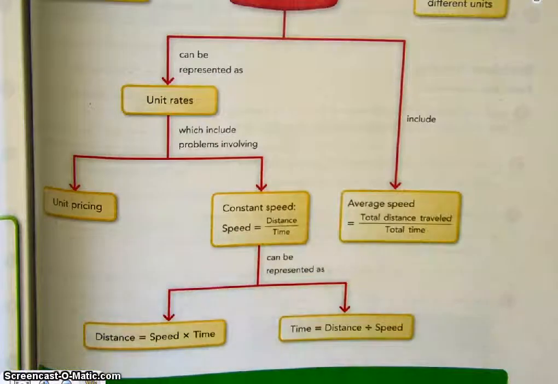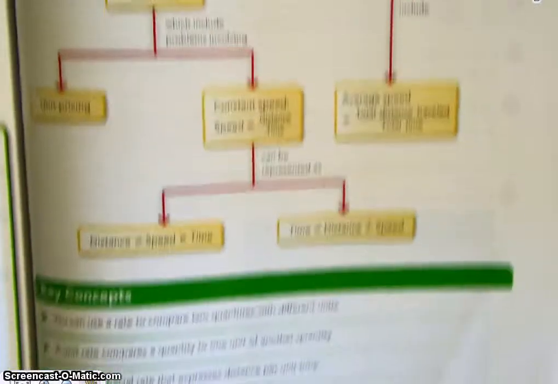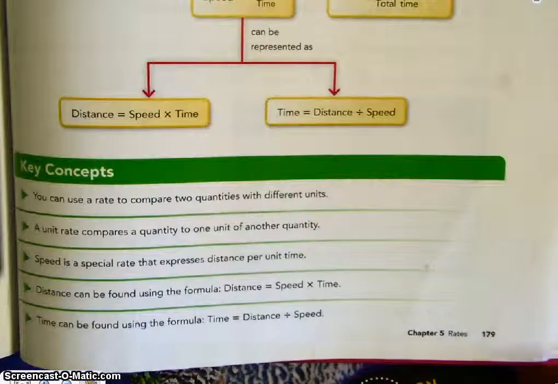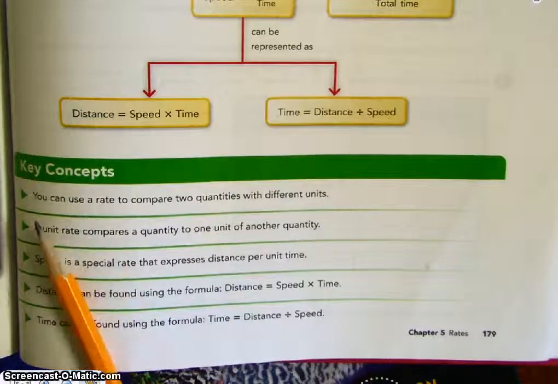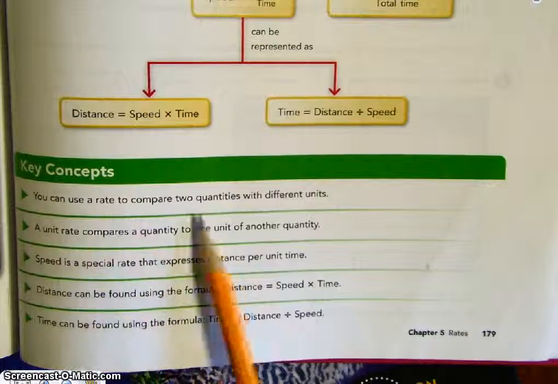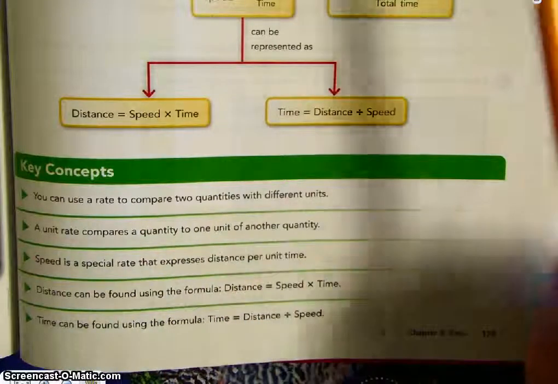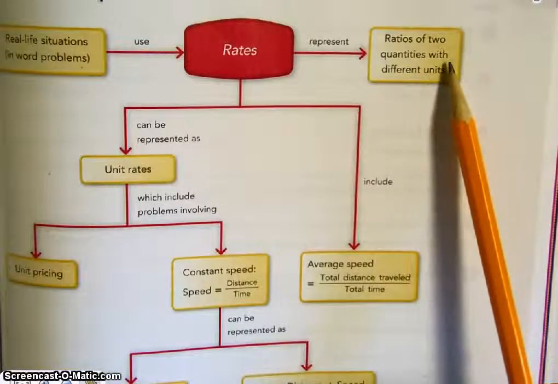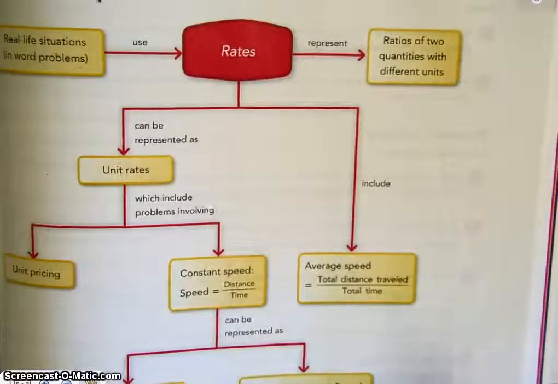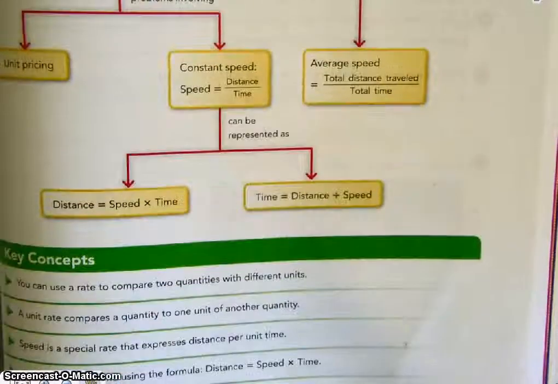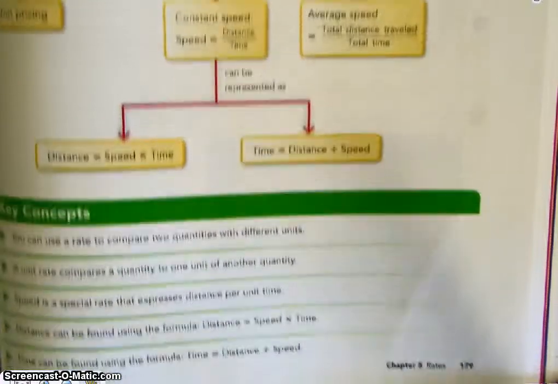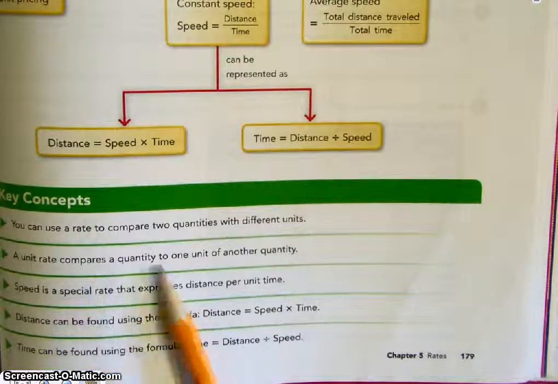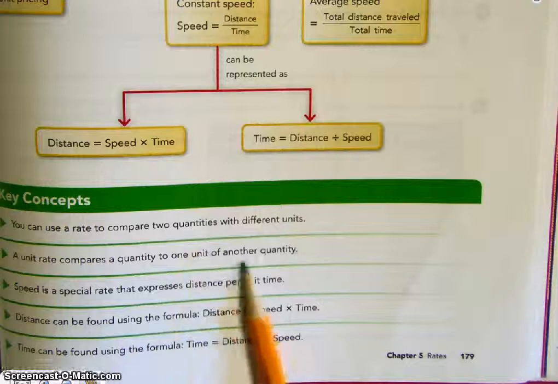And I'm just going to go over a couple more key concepts here at the bottom of page 179. So hopefully, if you'd like to, you can follow along with me there. Our key concept we learned in this chapter is you can use a rate to compare two quantities with different units. And that was right up here. We already went over that when we were talking about rates. We can do miles and hours to compare them, miles per hour, but ratios are actually comparing two things that could be considered the same. So a unit rate compares a quantity to 1 unit of another quantity.